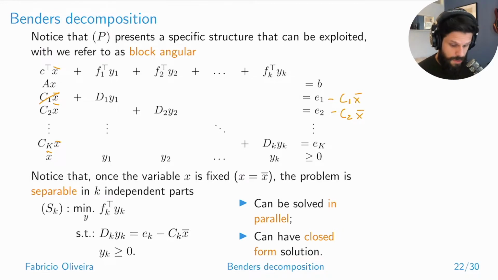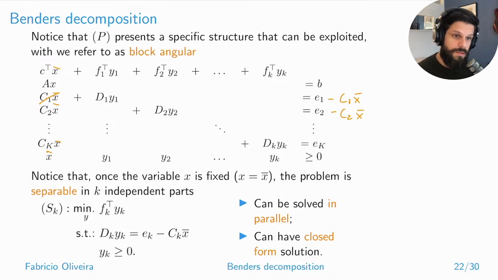Or we can even have something for which you can find a closed form solution. So that is beneficial. The tricky part is that this fixing cannot be made arbitrarily. Unless you have some sort of feedback process, just finding a value for x, fixing it, and solving the other subproblems, you're not finding the optimal solution. You're finding the optimal response for that decision x, but not necessarily that is the optimal decision x.